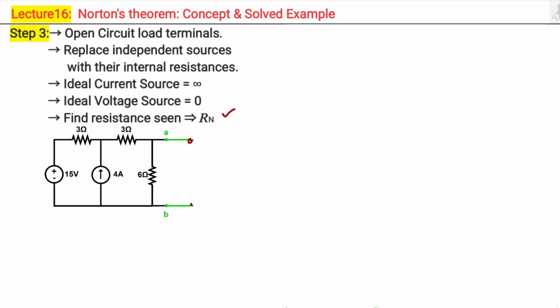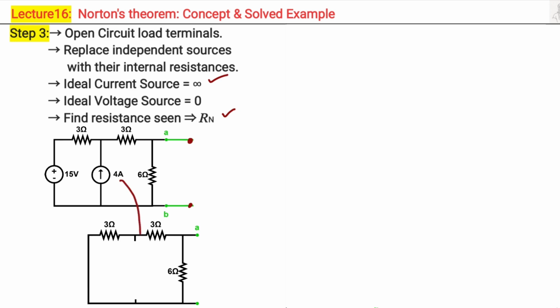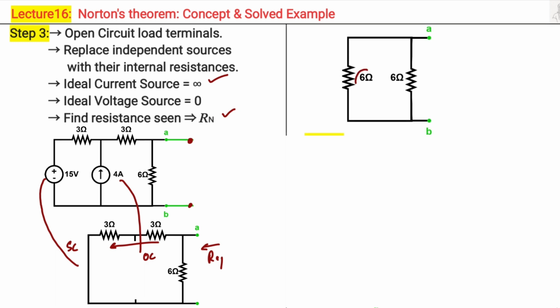Next step is to find out the Norton's resistance. The first step in this is to open circuit the load terminals. The next step is to replace the sources by their internal resistance. An ideal current source has infinite internal resistance, so it is replaced by an open circuit, and an ideal voltage source has 0 internal resistance, so it is replaced by a short circuit. Now R equivalent is found out looking from this side, so we can see that these two resistances are in series, so they can be directly added like this. And finally, the R equivalent, which is simply Rn seen from these two terminals, is the parallel combination of these two resistances, which comes out to be 3 ohms.